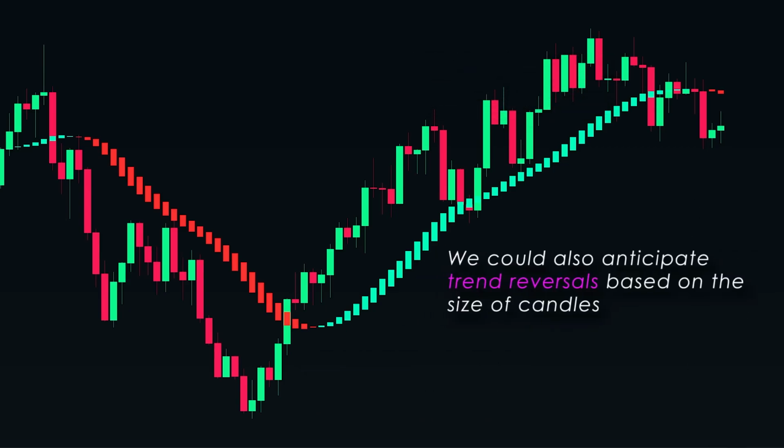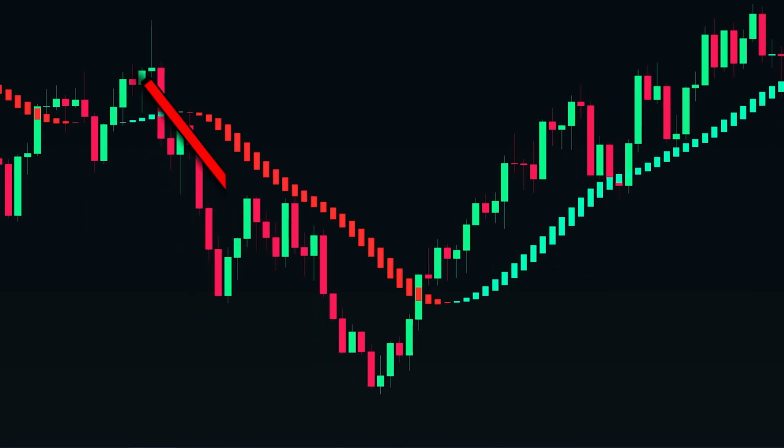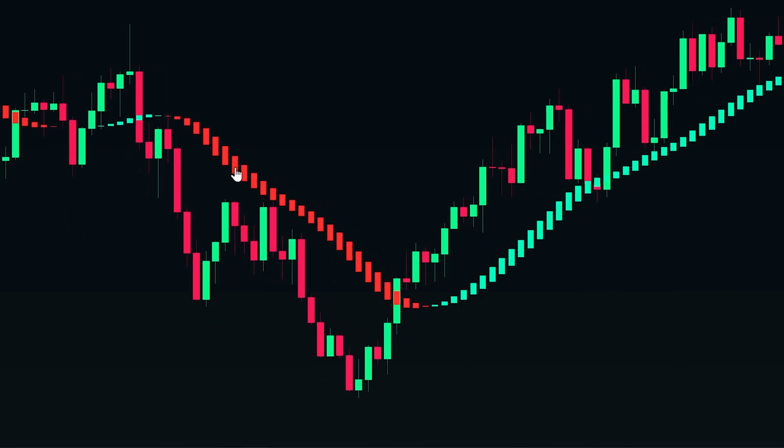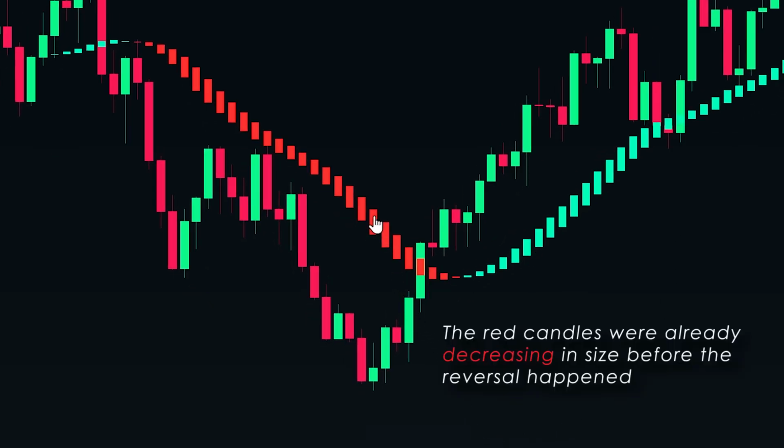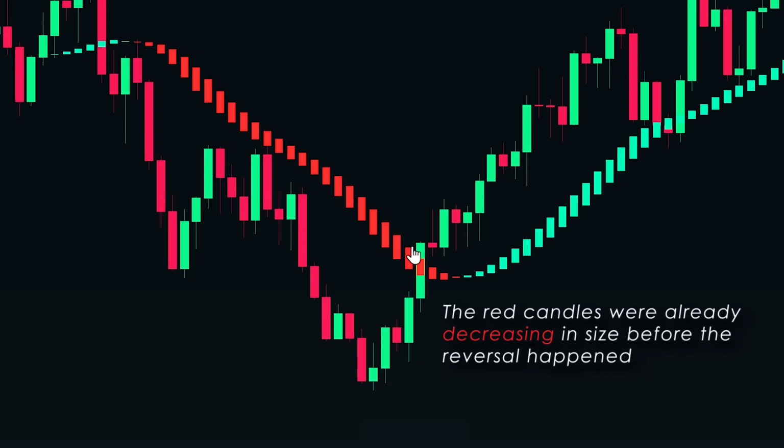Now, these candles could also help traders anticipate trend reversals. For example, here we spotted a trend reversal from a downtrend to an uptrend, which is also displayed by the Heiken Ashi switching from a red candle to a green candle. However, notice that before the indicator changed colors, the red candles were already decreasing in size before turning green, which shows us that the downtrend here was actually getting weaker before the reversal to the uptrend happened.